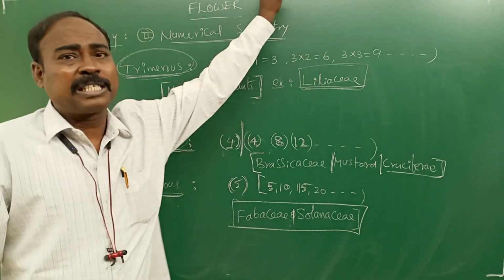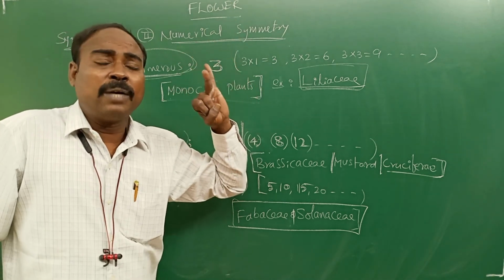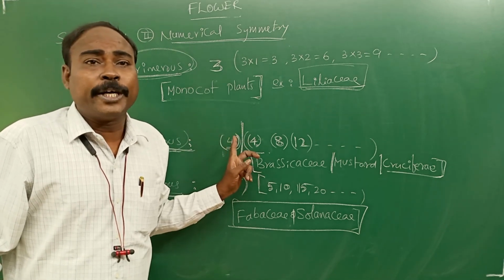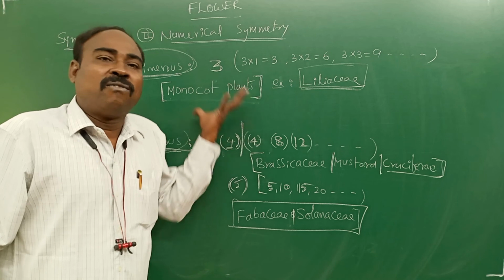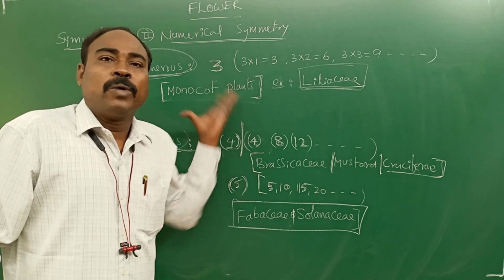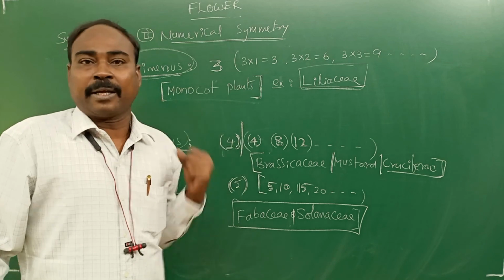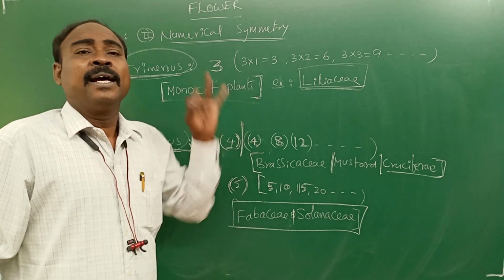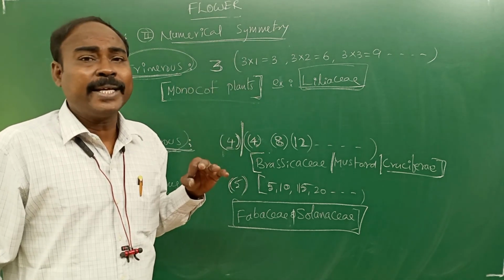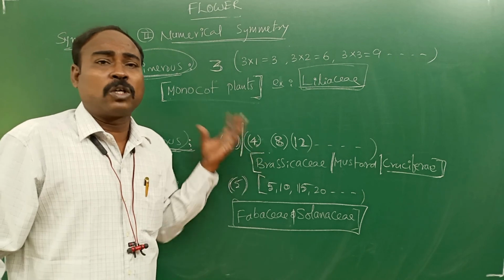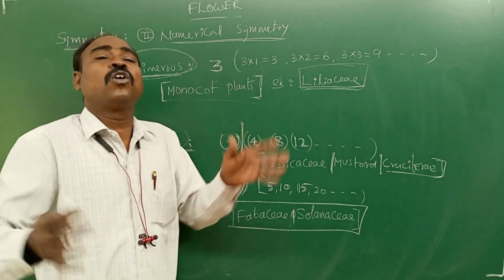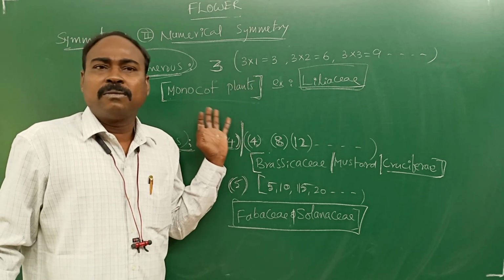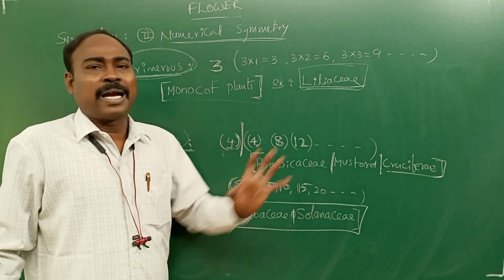Already we covered structural symmetry: actinomorphic flowers, zygomorphic flowers, and asymmetric flowers. These are all basics of reproductive units, flower symmetries. Next we are going to explain positional symmetry: hypogynous, perigynous, and epigynous flowers. In the next class we are going to discuss positional symmetry, then the individual floral leaves, calyx, corolla, androecium, and gynoecium, whose arrangements will be discussed in the next classes.